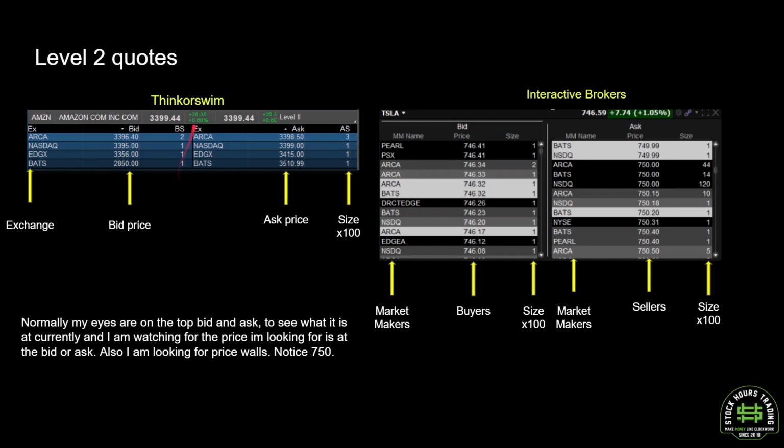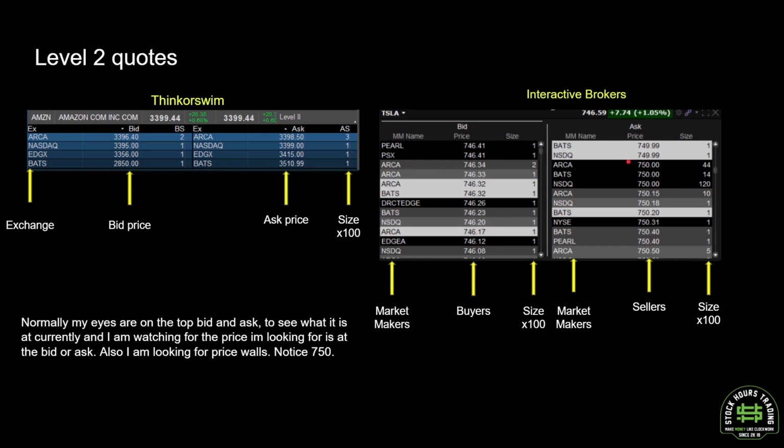And then you can see the difference between level 2. You can see all of the pending orders right here on level 2. And you can see on Interactive Brokers here, this is why we like it, because you can see a clearer picture and you can scroll down on it and see a lot more. So normally my eyes are right up here at the top to see the current bid or ask. And like I said, if I'm looking for the 750 breakout level on Tesla, you can see we have 750 right here on level 2, and I would wait for that to get to the ask to get in. And that's essentially how I use level 2 to scalp.